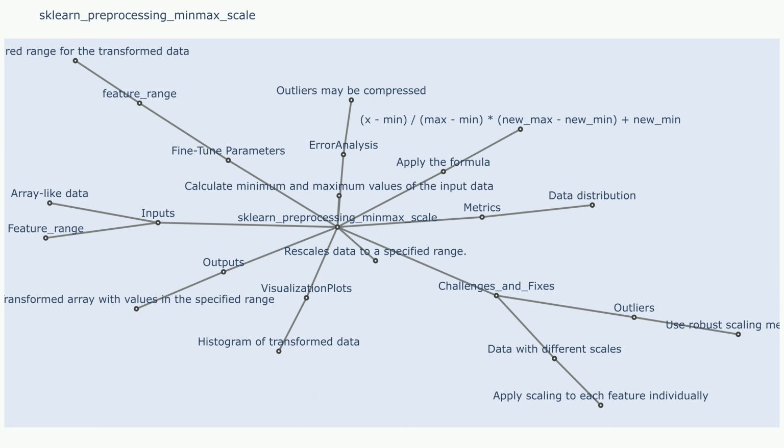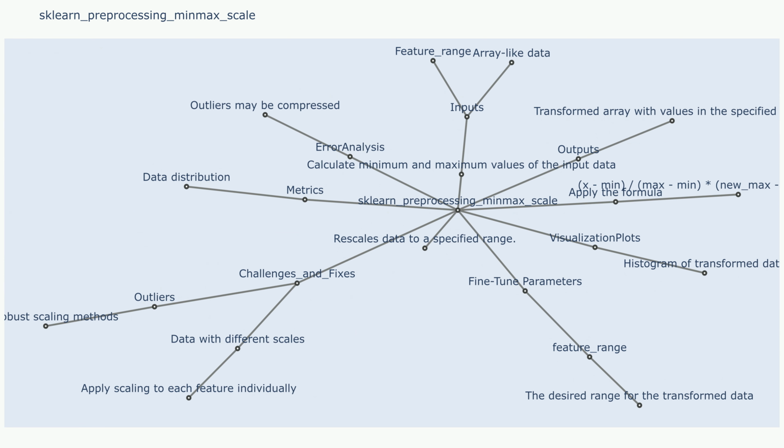Fixes to challenge 1: robust scaler. Consider using robust scaling methods like robust scaler, which is less affected by outliers. Outlier removal: if outliers are deemed inappropriate for the analysis, remove them before applying min-max scaler.